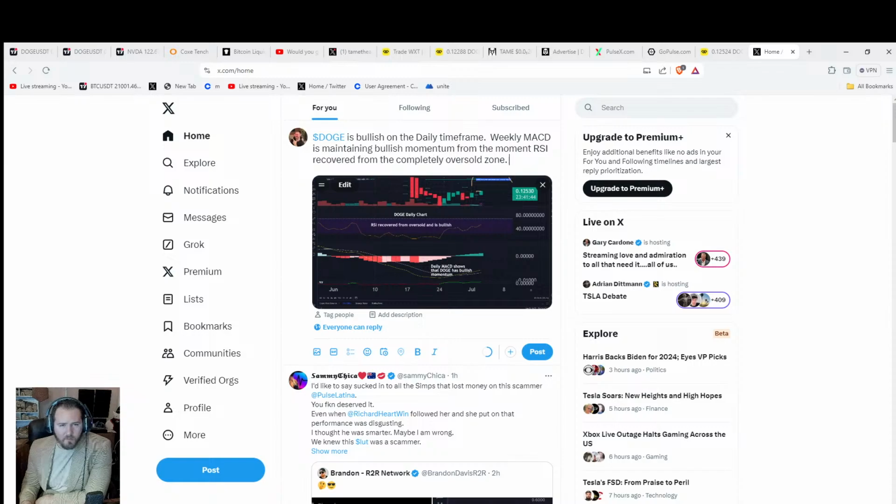So we're letting people know that the weekly MACD is still maintaining the bullish momentum from that area that we recovered from the oversold zone for Doge.